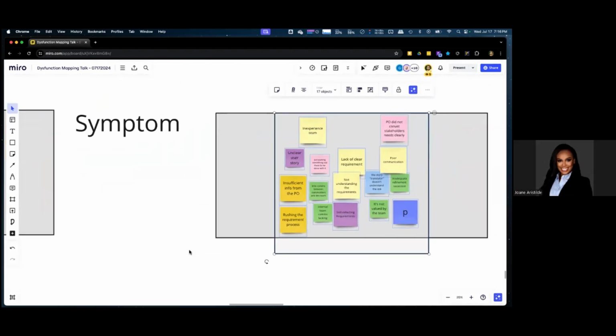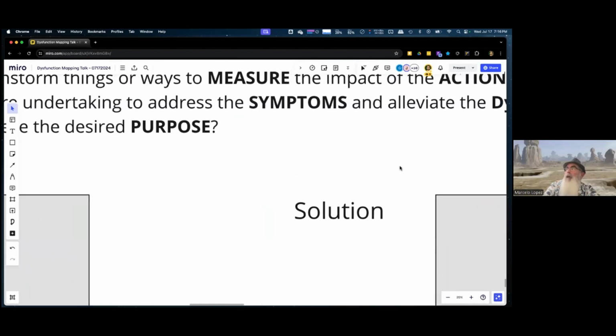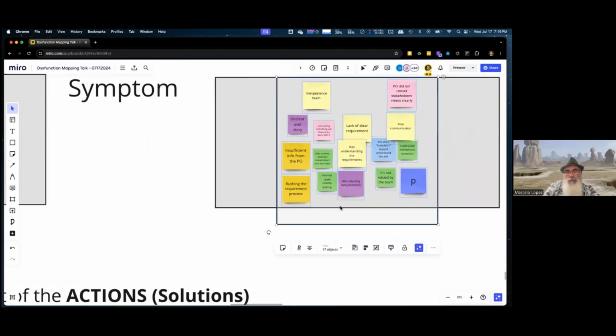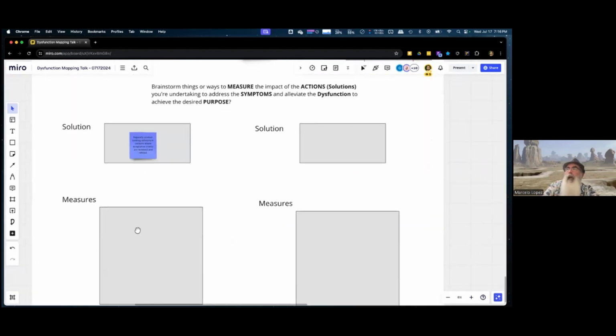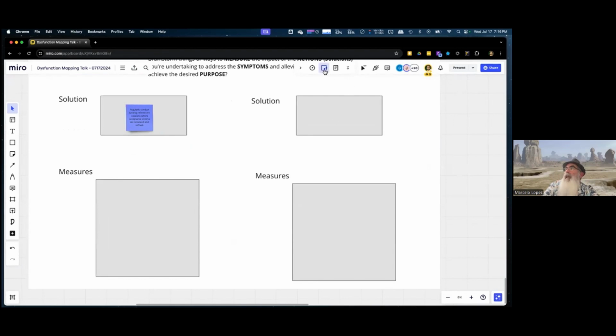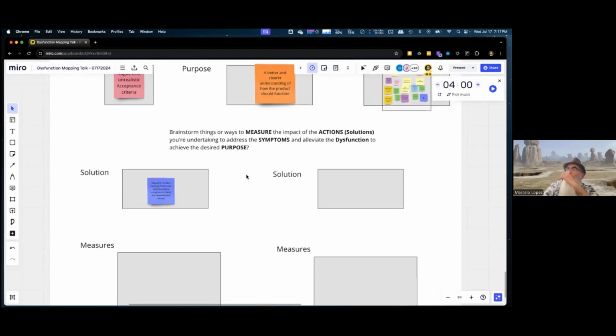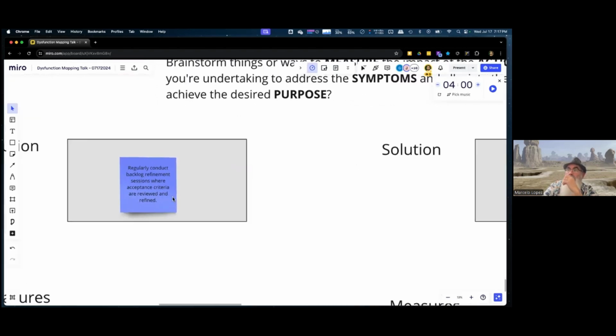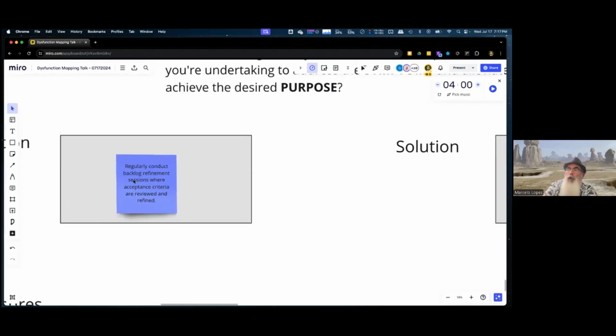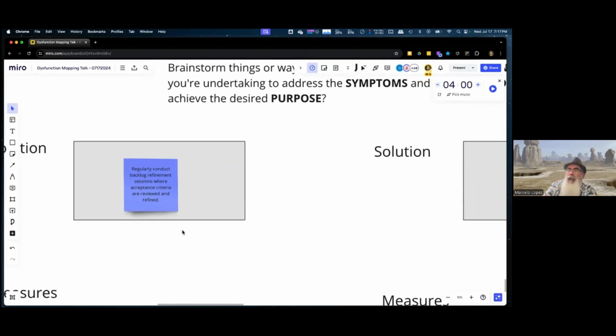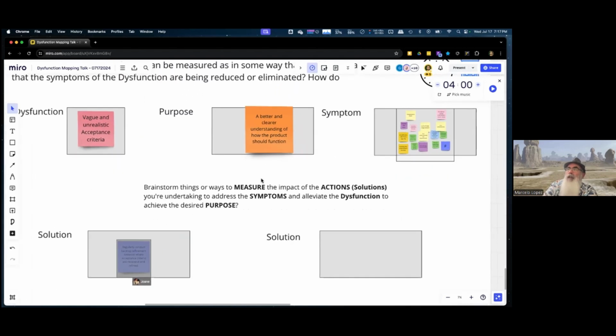Okay. Your hypothesis is that by doing this, something here should get affected, because you're trying to affect one of those symptoms by doing this. Given that, how are you going to measure it? I'm going to give you guys again 4 minutes to decide for yourself and just throw out ideas. How would you measure that backlog refinement, where you're addressing the acceptance criteria, reviewing and refining them, that adding this is going to demonstrably get us better product functioning by addressing the unrealistic or vague acceptance criteria?